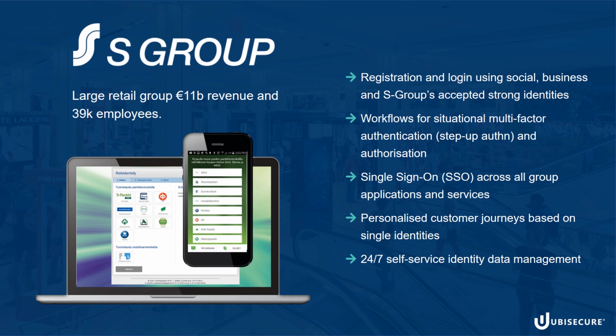So S Group has different websites, completely different brands for different services of their companies, and most of them also have mobile applications. So single sign-on across all group applications and services, and also a 24/7 self-service identity and data management portal, similar to what you saw on LinkedIn. All this mix of CIM capabilities has led to a much improved customer journey and engagement.